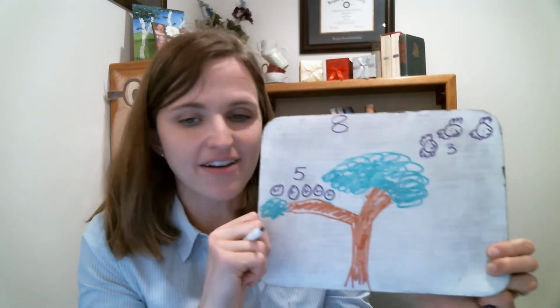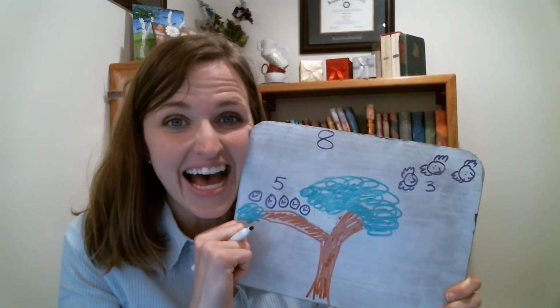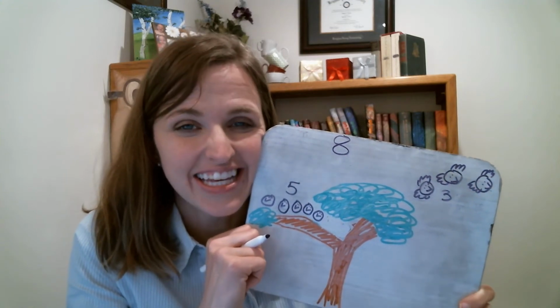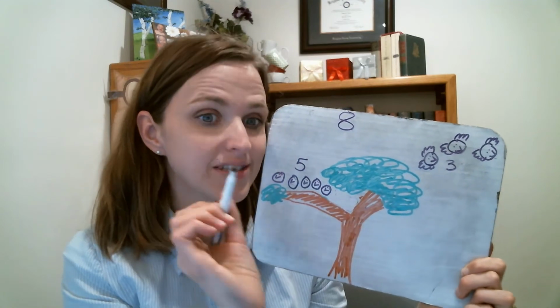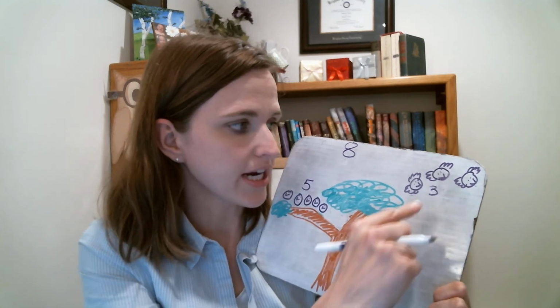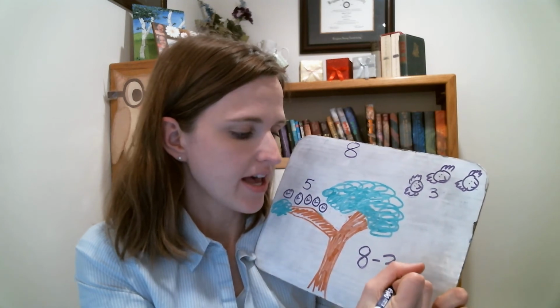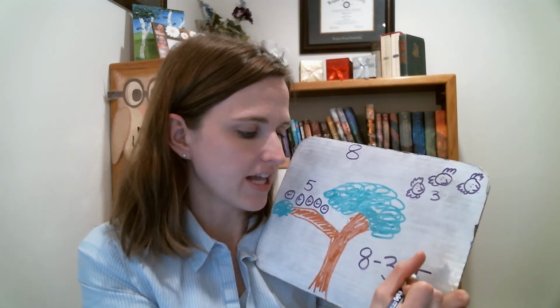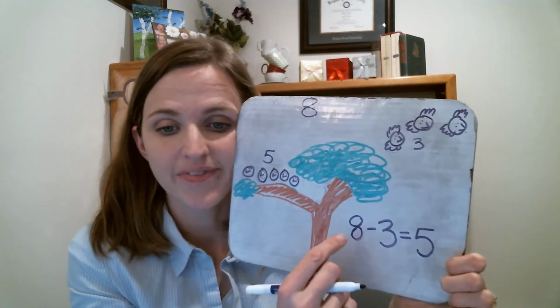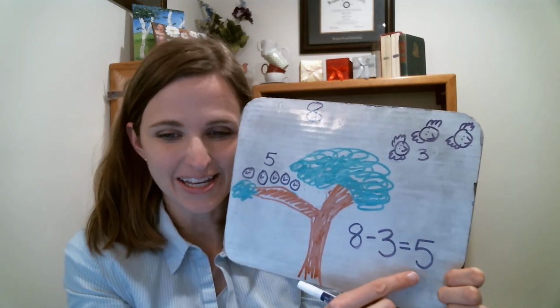Let's label our picture. There are 8 birds. 3 fly away. There are 5 left. I can write this as an equation. An equation is when we write the numbers in a sentence with some symbols. I started with 8. I used minus. Then I used 3 to show the 3 birds that fly away. Equals to say how many are left, and it's 5. 8 minus 3 equals 5.